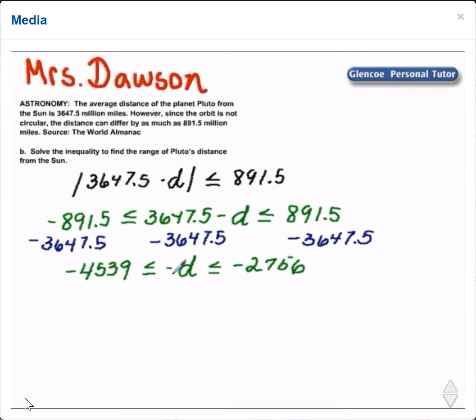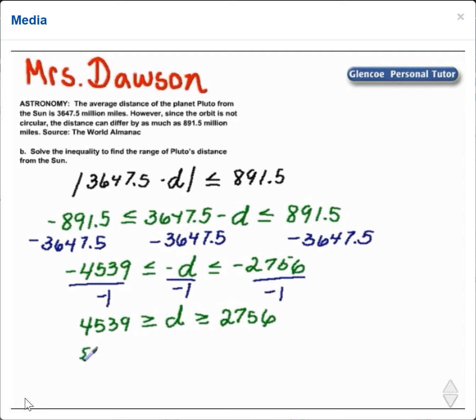We'd still like to isolate D, so we need to divide by a negative 1. However, in an inequality, if we divide by a negative, the direction of the inequality symbols must reverse. Our new compound inequality is 4,539 is now greater than or equal to the distance between Pluto and the Sun, greater than or equal to 2,756.